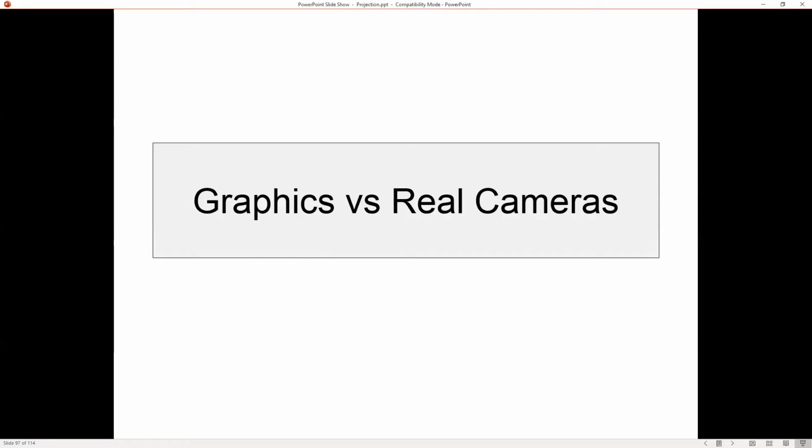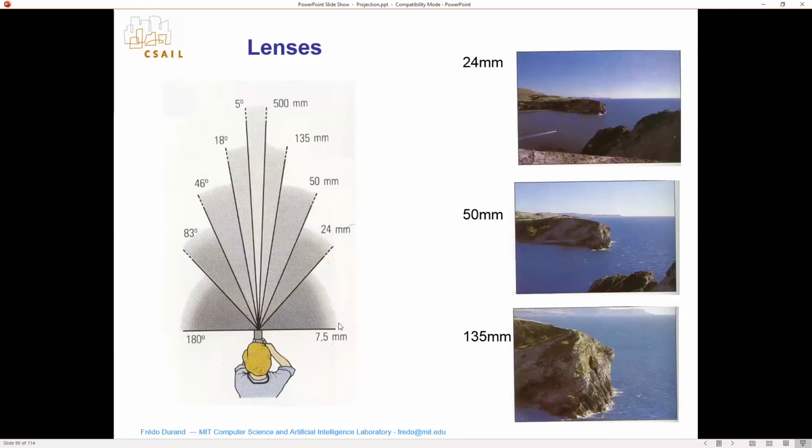So I just want to touch a little bit on graphics cameras versus real cameras. In real cameras, when we buy lenses for our cameras, they typically have numbers associated with them. Oh, this is a 24 millimeter lens. Oh, this is a 500 millimeter lens, right? And these are related to the telephoto or zoomness of our picture.